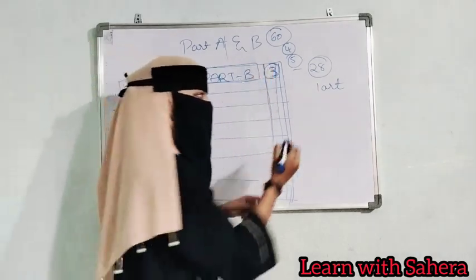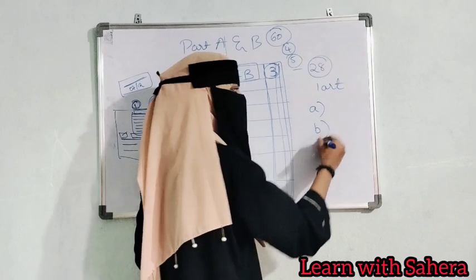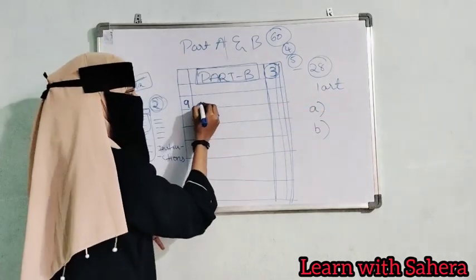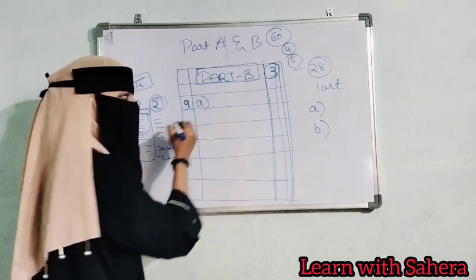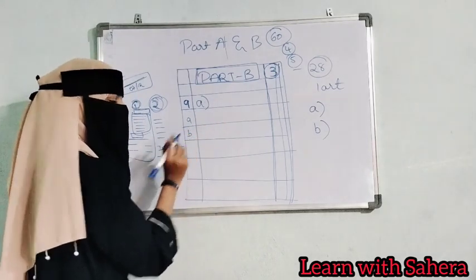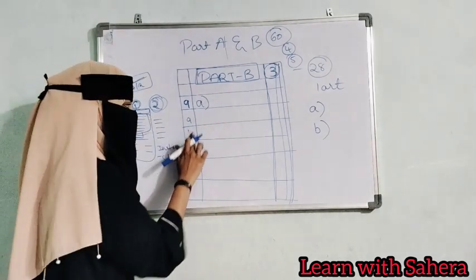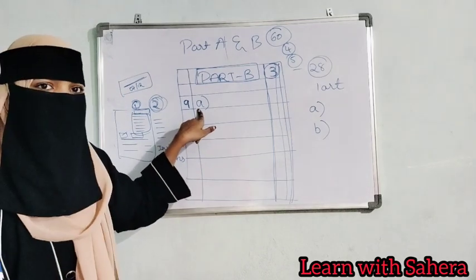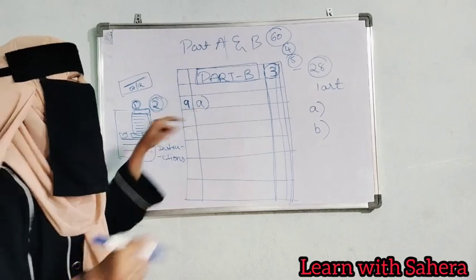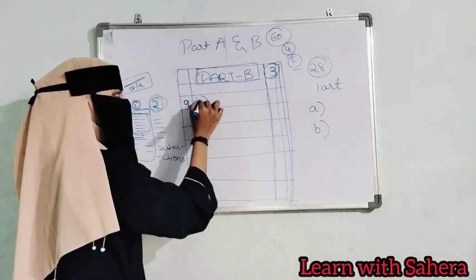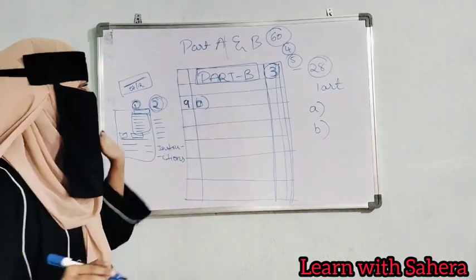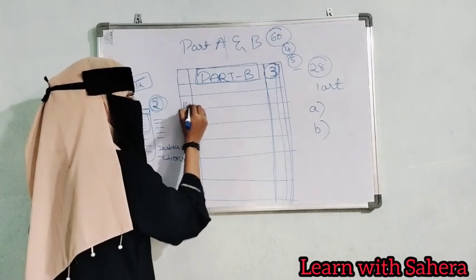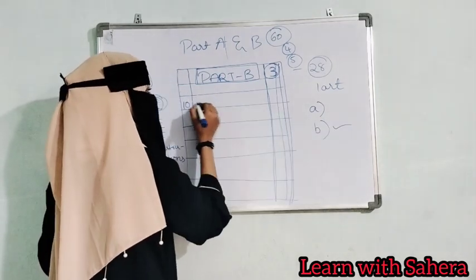In part B you will be having the internal choice A or B. If you are attending question A, then write the question number and A here. You should not write A or B here, this is wrong. Where you have to write? If you are attending A, write A here, or if you are attending B, write B here. Got my point? So if you are attending question number 10, what will you write? Question number 10, and if you are going with B, you write B here.